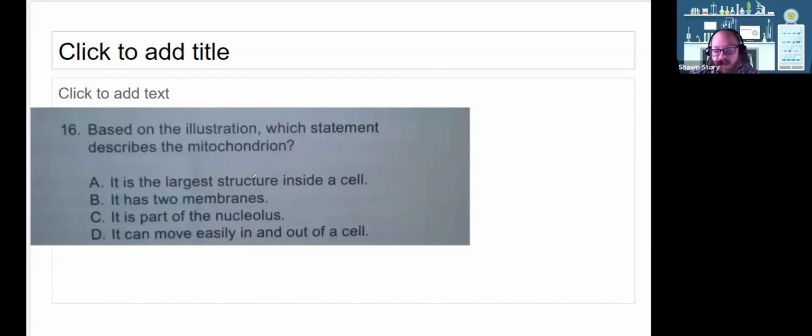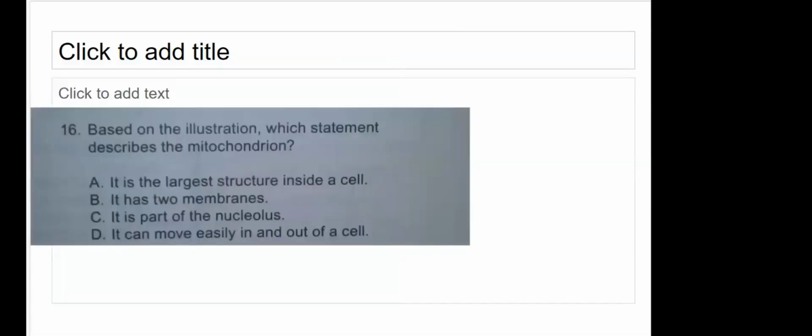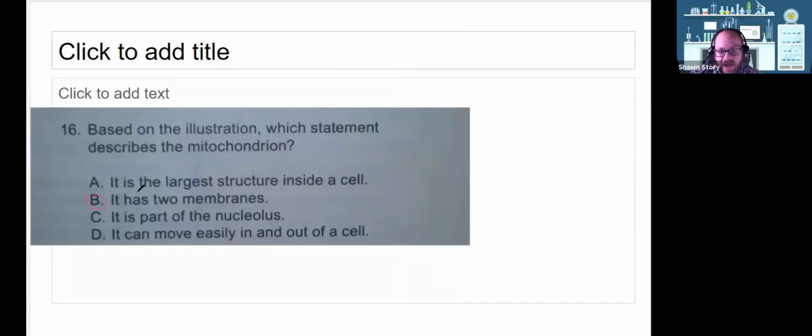It is the largest structure inside the cell. It has two membranes. It is part of the nucleus. It can move easily in and out of the cell. What do we got? It has two membranes. It does have two membranes. Very good. And we know these are not true. What is the largest structure of the cell? Well, there's kind of a few answers for that one. What's the largest structure of the cell?